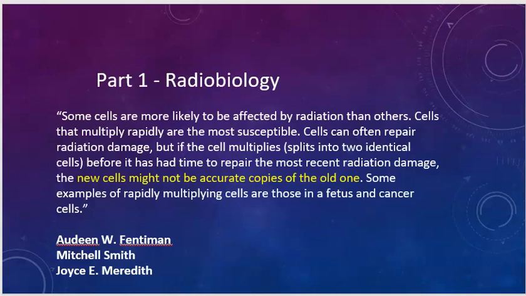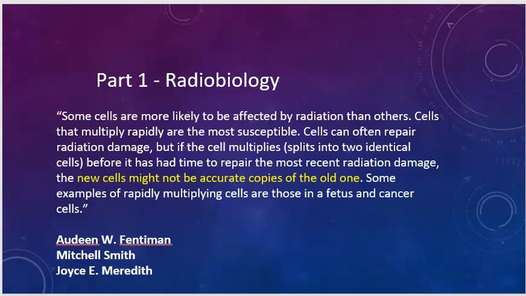Okay, so to start with, radiobiology. As you all know, the law of Bergonie and Tribondeau, I hope I'm not massacring those names too badly. These guys are some French scientists that did experiments with radiation back in the early 1900s, and they figured this out too. But here's a little quote for you, and that most of us understand. Some cells are more likely to be affected by radiation than others.